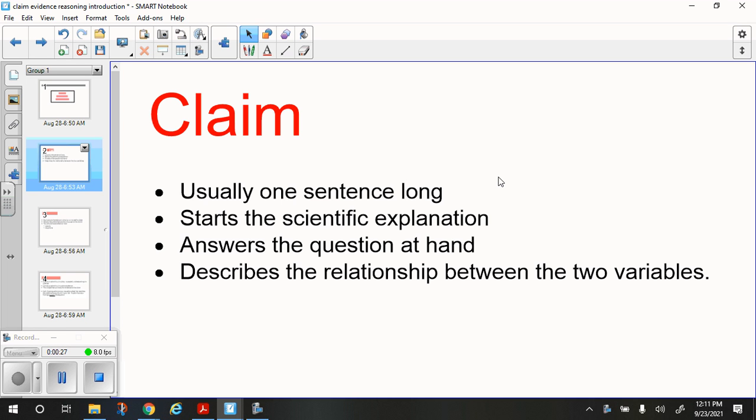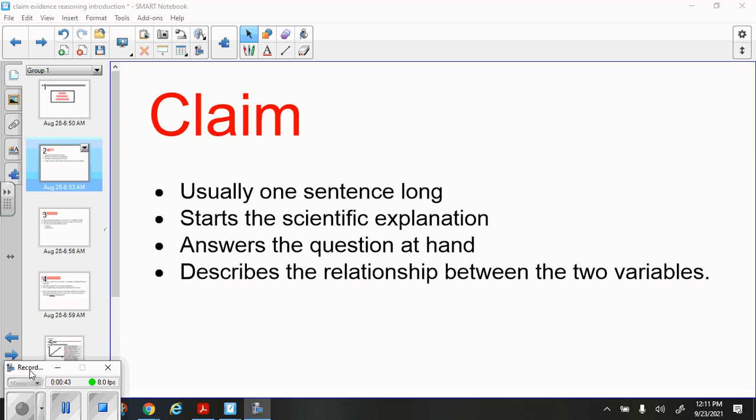Your claim is usually one sentence long, and it starts your scientific explanation. And it answers the question that you are trying to answer in the lab. So it's going to be describing the relationship between the two variables. In this class, we'll always be looking for a relationship between two variables. And so you're going to describe that relationship. So you're going to be using mathy words. You're going to be using relationship words. Words like linear, proportional, direct, inverse, those kinds of things to describe the relationship.